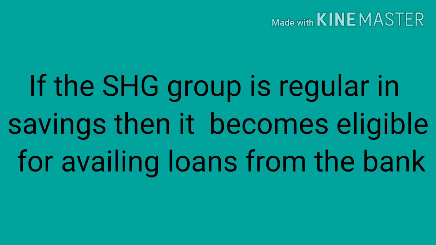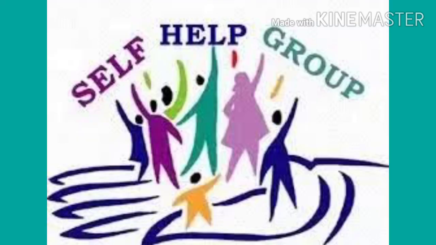Apart from all these, if the group is regular in its savings, then they are availing the loans from the banks very easily. Thus, the SHG or self-help group helps the poor in rural areas, especially the women, to overcome most of their problems by helping them to avail loans with the help of this group. That is the main objective or the main aim of this group, to help the women, especially in the rural areas, to overcome most of their problems by helping them to avail loans.